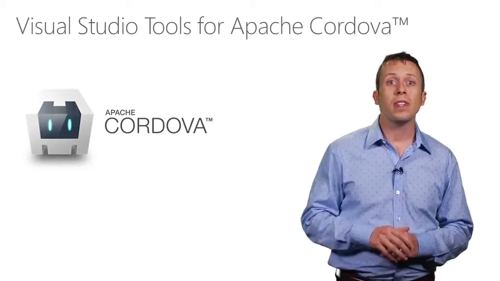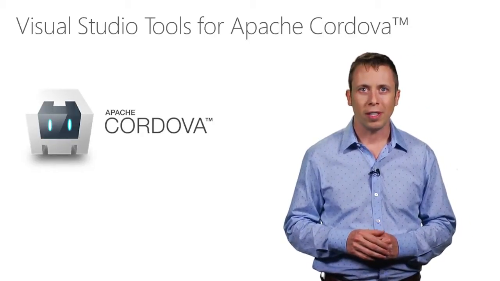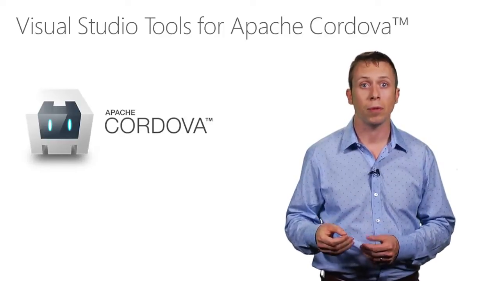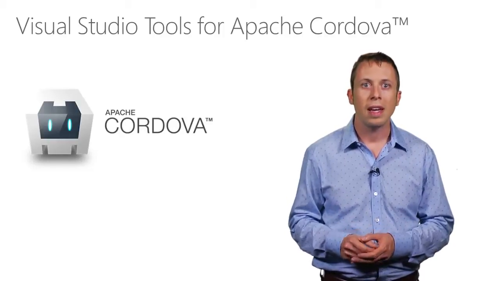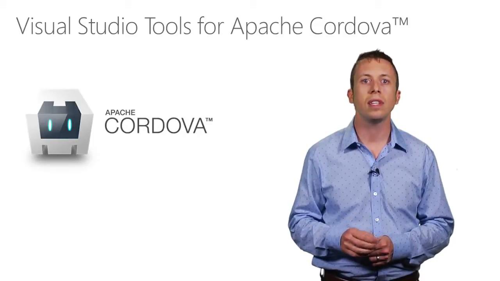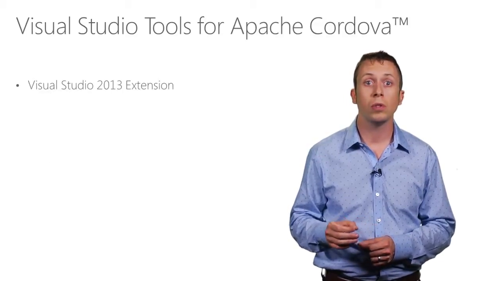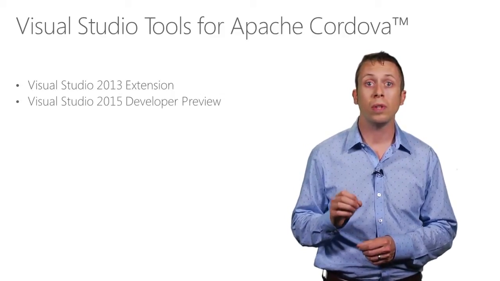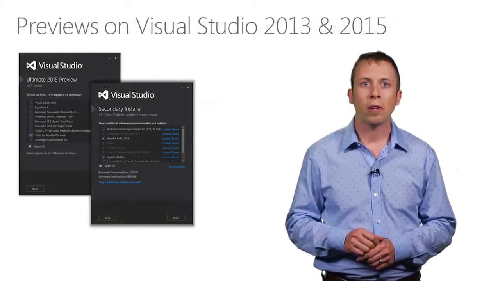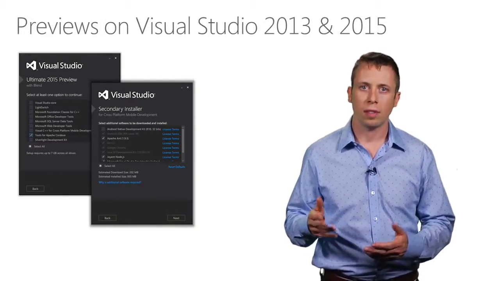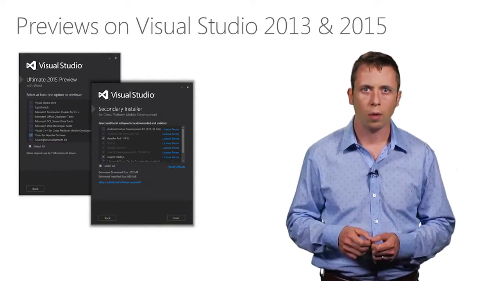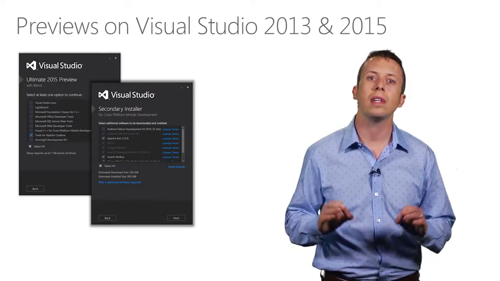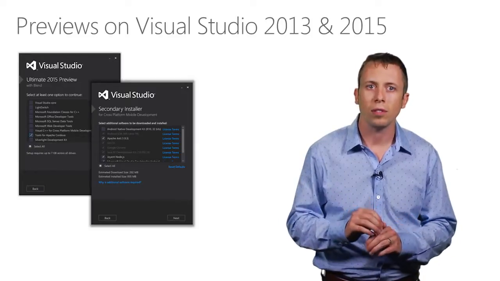Now, since we first announced Visual Studio support for Apache Cordova at TechEd in June, thousands of developers have used these tools to build packaged apps for iOS, Android, and Windows. And today I'm excited to announce we're releasing an update to the extension for Visual Studio 2013 and incorporating the same features into the Visual Studio 2015 release. No matter which version of the tools you install, as an extension to Visual Studio 2013 or included with Visual Studio 2015, the developer experience will be nearly identical, starting with installation.